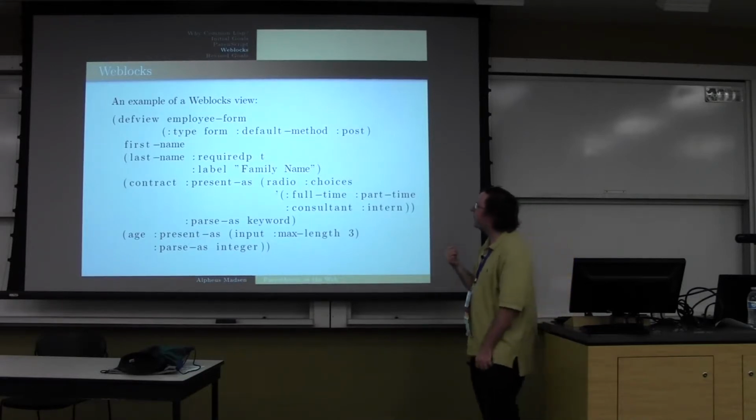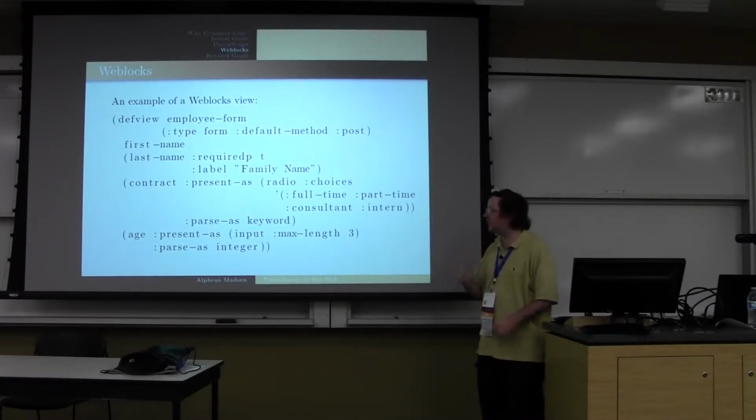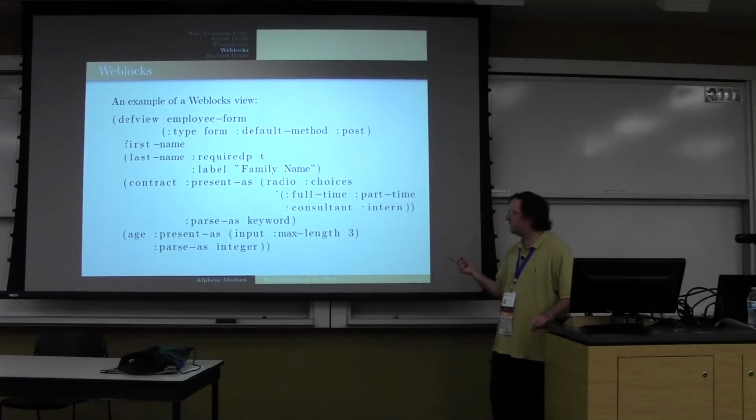But in this case, this particular view takes the original object, and it also adds more information to it, such as in this case we're also required to add a last name, and we give the view a label of a family name. And it tells us that we could present the contract with radio buttons, and for the age, it allows us to specify the maximum input, and it describes how it's supposed to be parsed.